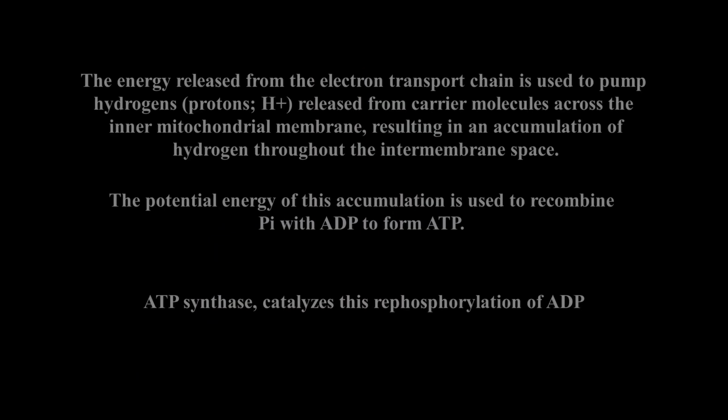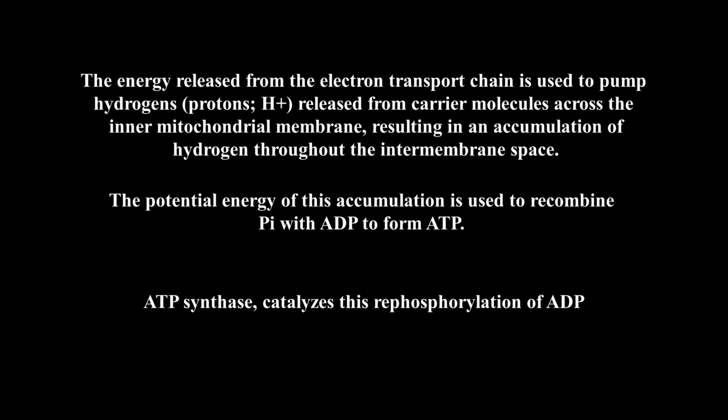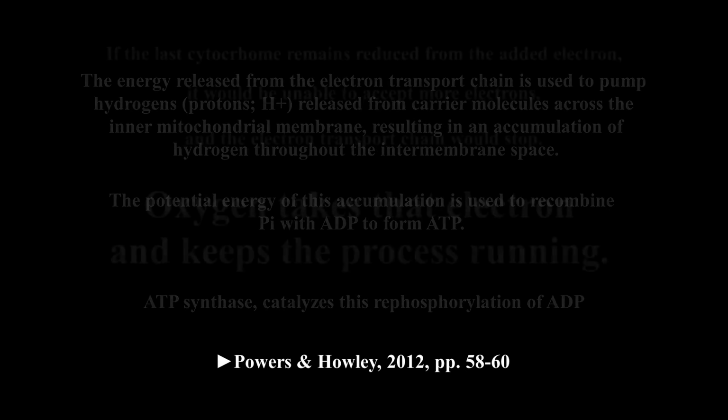The chemiosmotic hypothesis is the mechanism that explains aerobic ATP production. As electrons are transferred along the cytochrome chain, the energy released is used to pump hydrogens released from NADH and FADH from inside the mitochondria across the inner mitochondrial membrane, resulting in the accumulation of hydrogen throughout the intermembrane space. The potential energy of this accumulation is used to recombine phosphate with ADP to form ATP. The enzyme ATP synthase catalyzes this phosphorylation of ADP via the accumulated hydrogen.